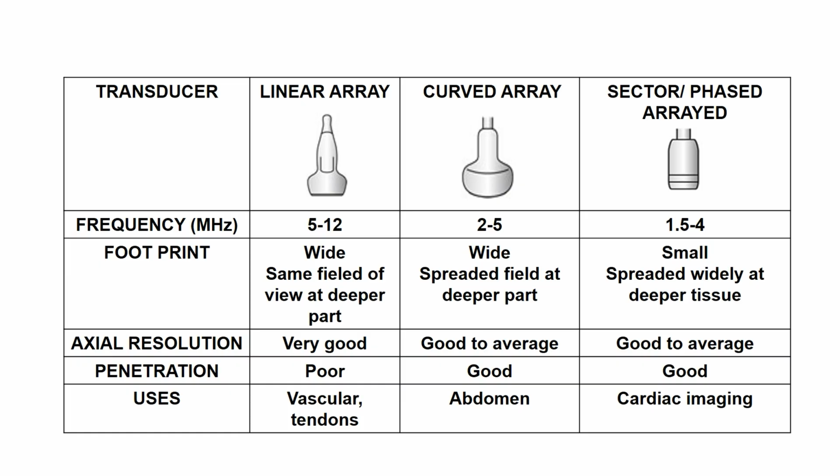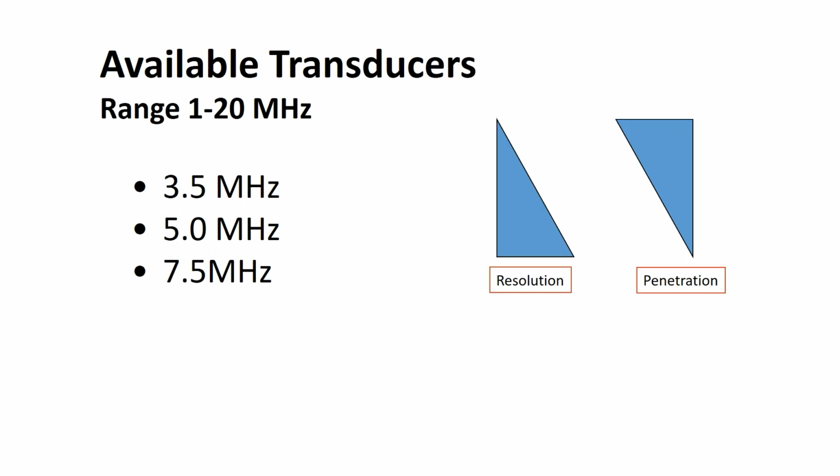The frequency of this transducer is 1.5 to 4 megahertz. It also has average resolution, but the penetration power is good. That is why this type of transducer is used for cardiac imaging or echocardiography.